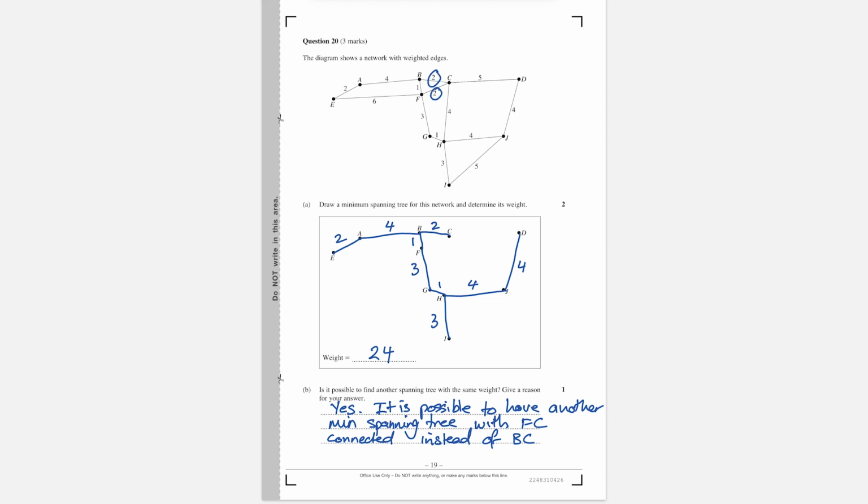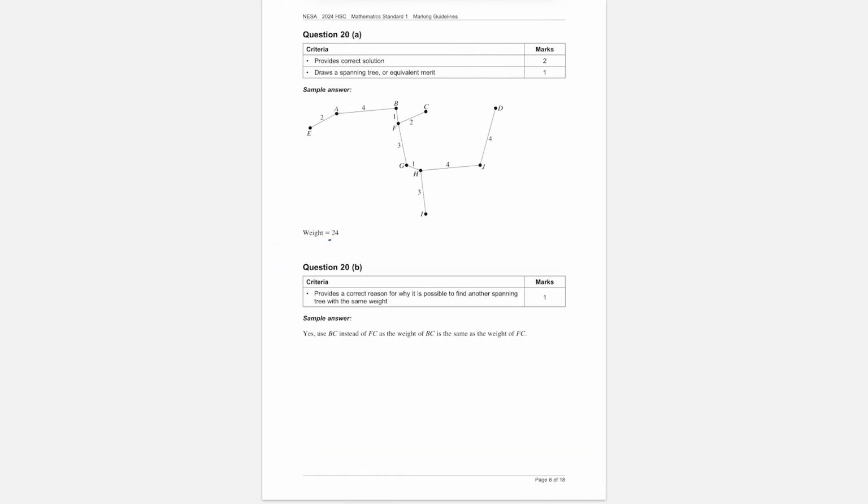These two connections have the exact same weight. And that's it. So let's take a look at the answer. And yes, our weight is 24. And yes, use BC instead of FC, and the weight is the same.